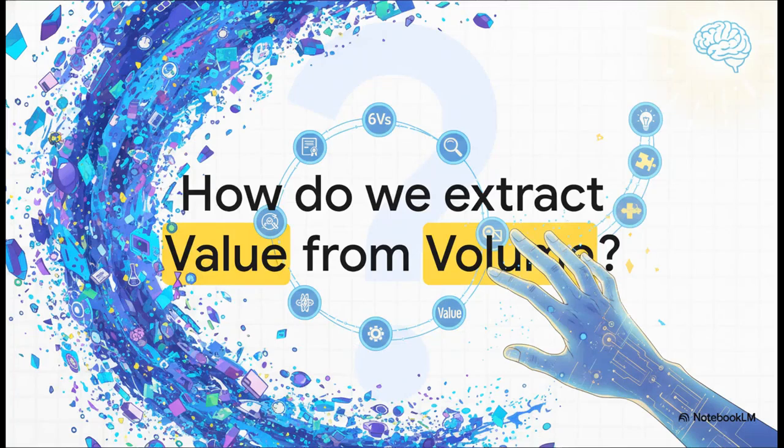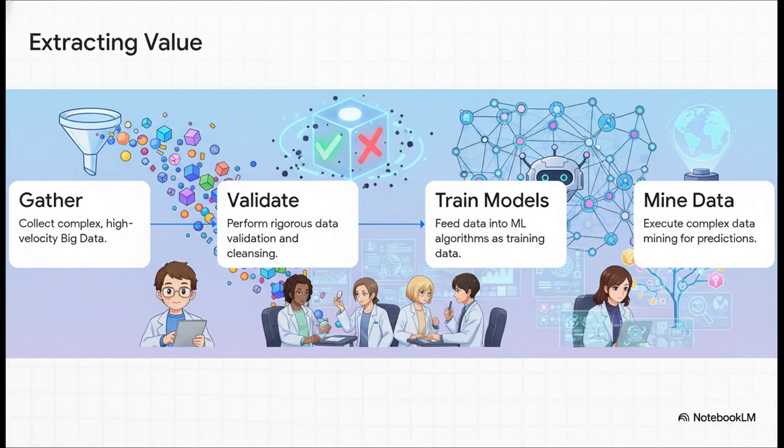So, we have to ask the big question, right? How do we actually extract that all-important value from such an overwhelming volume of data? To answer this, we've got to look at the powerful relationship between the 6 Vs and artificial intelligence. Here is exactly how massive volume and variety become the essential training fuel for machine learning models.